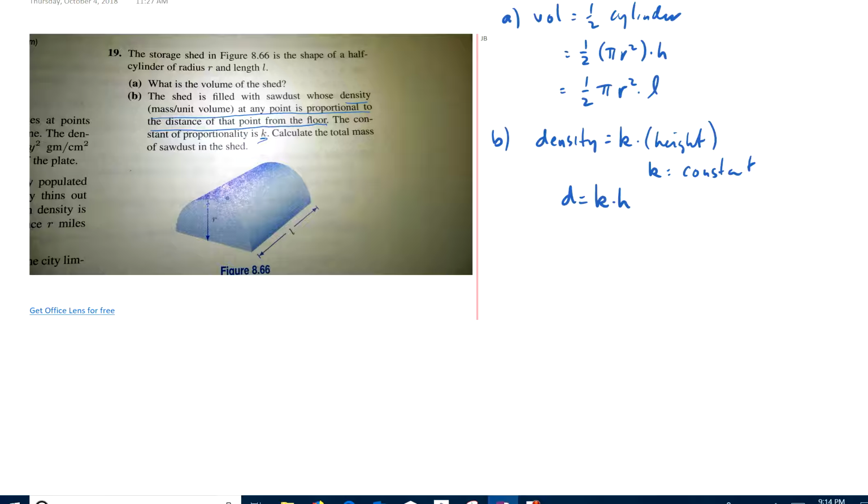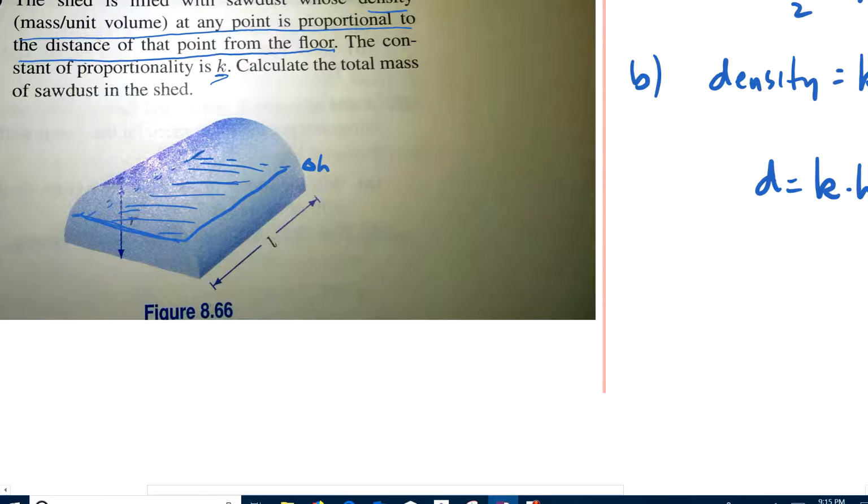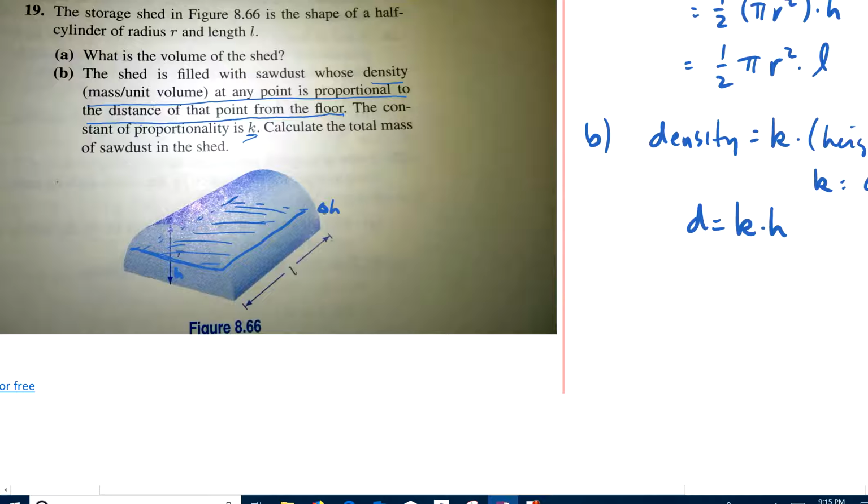Well, you have to look at a couple things here. Let's look at this. The density is constant along this strip, right? It's actually constant along this rectangle that's inside there. So inside that rectangle, density is constant. So I should be able to figure out the mass of that rectangular slab. We'll call it delta h, because we're going to be going up. We're talking h units off the floor. This slab is delta h thick.